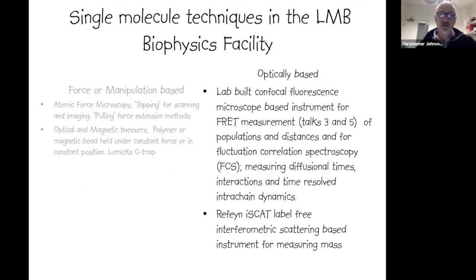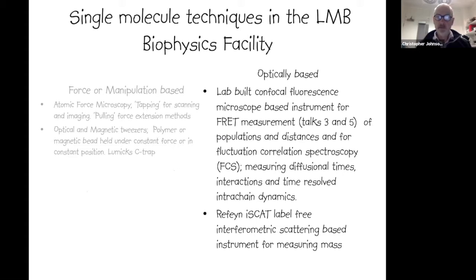So obviously these talks are specifically aimed at people in the LMB, although we welcome people from outside the LMB in the Cambridge community to join and get some information about various biophysical methods.